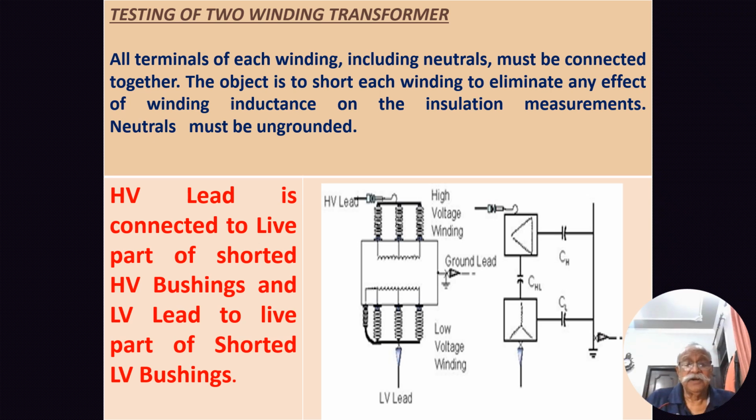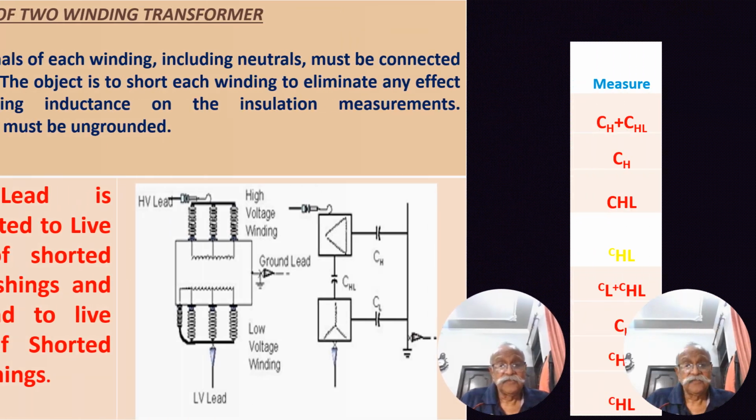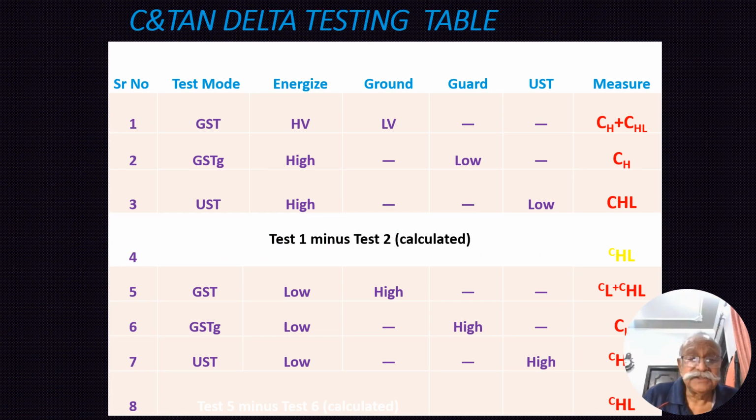All the windings, primary side and secondary side, are to be shorted, and then measurement has to be done with the help of the Schering bridge. So with the C and tan delta test cables, you measure different types of tests in GST mode, GSTG mode, UST mode, then all records are to be maintained, and these are certain formulations, combinations which have been expressed over there.